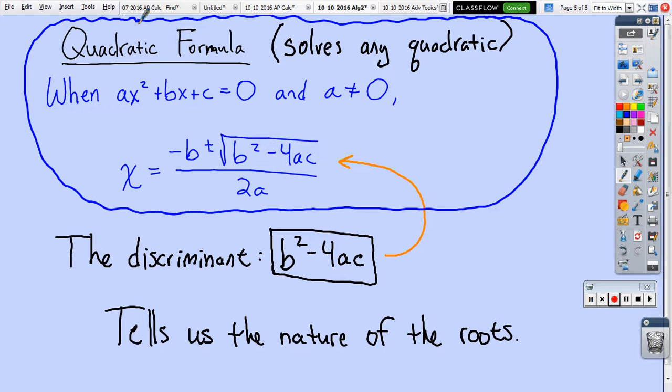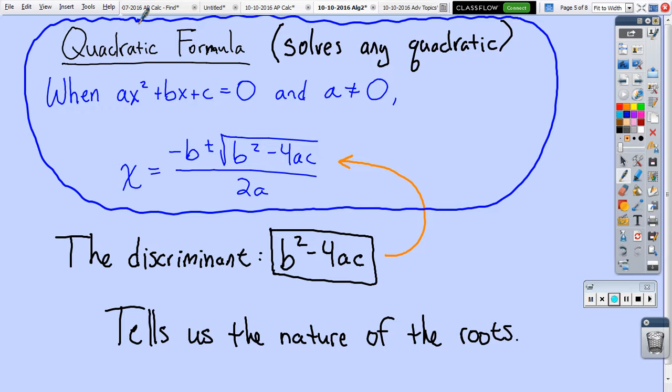So if you're having trouble figuring it out by factoring for some reason, first off, if it doesn't factor, you have to use the quadratic formula. You have no other option. But even if you somehow knew it factored, but you're making mistakes, just use the quadratic formula. This solves any quadratic, even if the roots are imaginary roots.